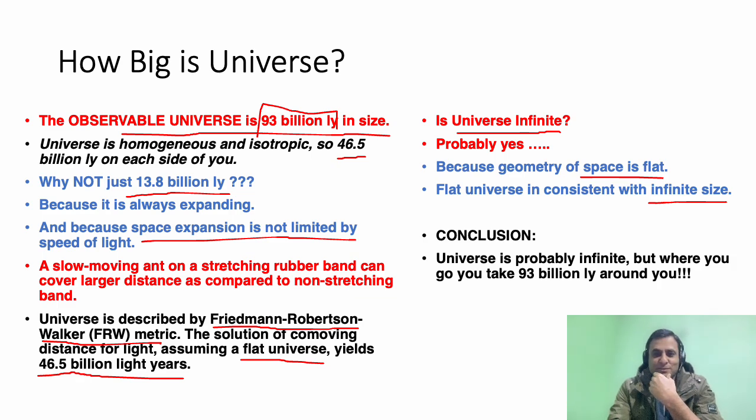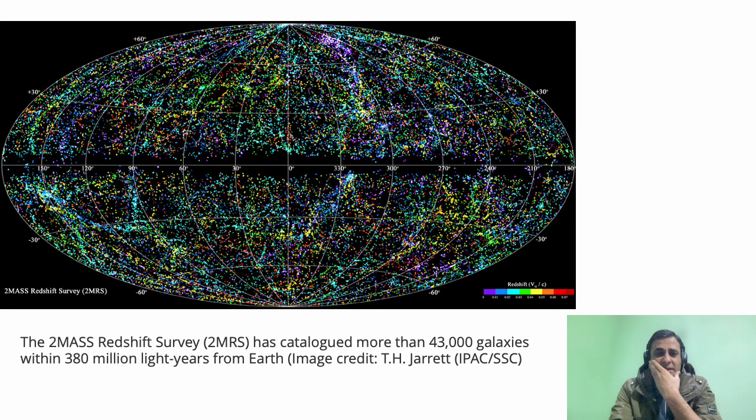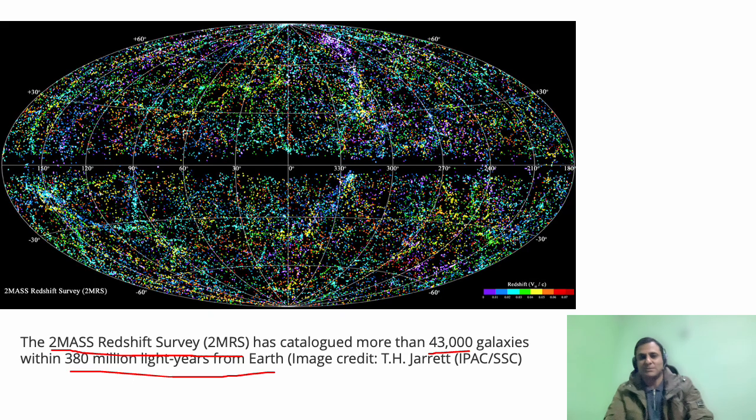I suppose we have discussed a lot on this topic. So in the last, I just want to give you a map of the local universe. This is from the 2MASS Redshift Survey, and this is about 43,000 galaxies within 380 million light years from Earth. So it's just very small. It's just 380 million light years from Earth, but you still see that there are so many galaxies here in this local universe around us.